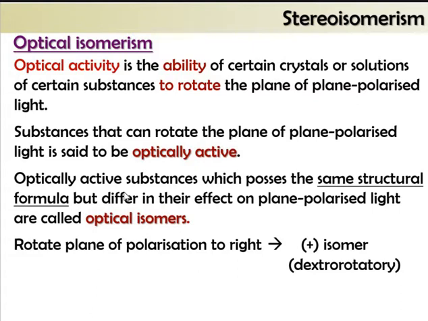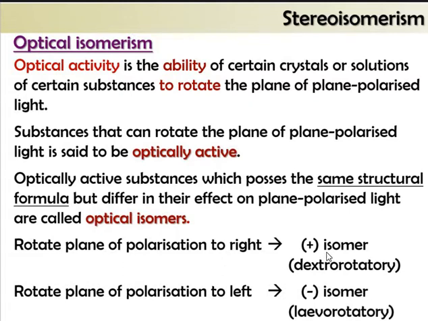So when the optically active compound rotates the plane polarized light to the right, it is said to be the positive isomer. And when it rotates the plane polarized light to the left, it is said to be the negative isomer.